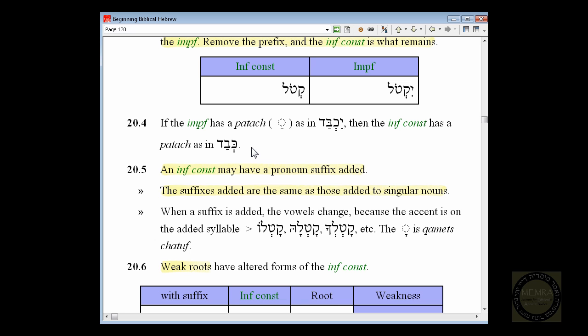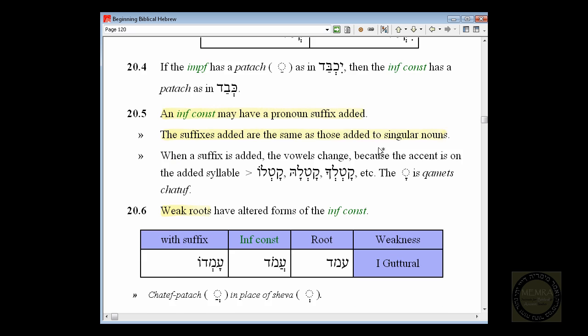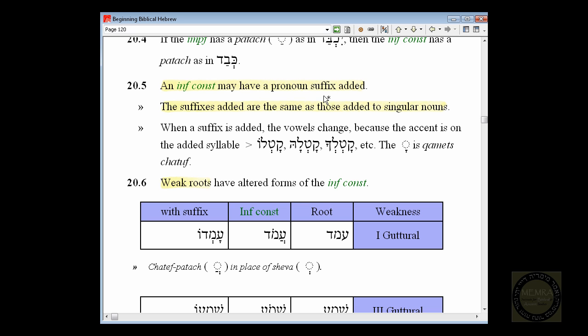So they're not difficult to spot, even if they don't go with the normal pattern of shva holum. You get that shva under the first consonant, and there's no ending, obviously no prefix. 99 times out of 100, that's an infinitive construct. Now, an infinitive construct can have a pronoun suffix added.